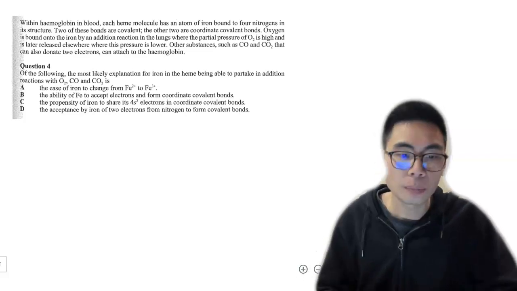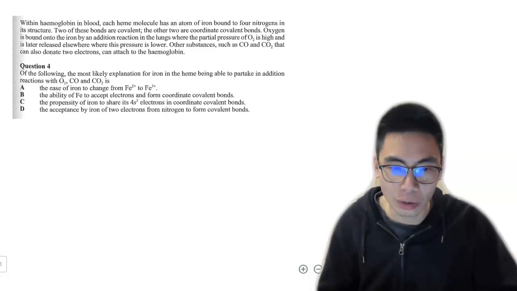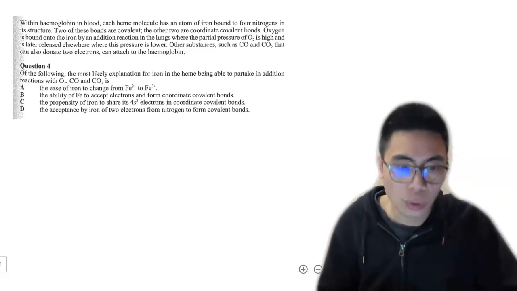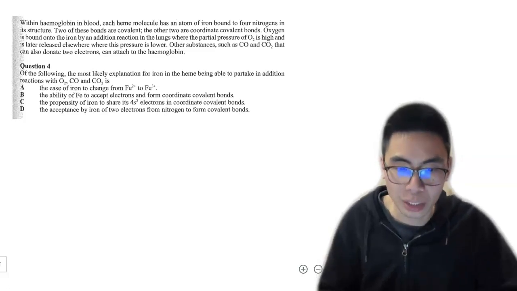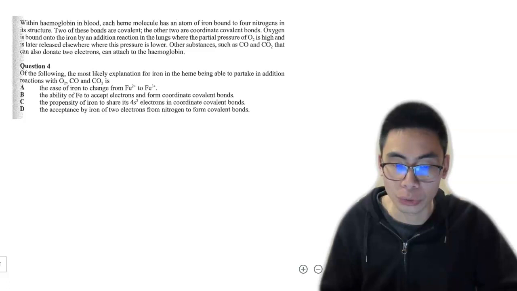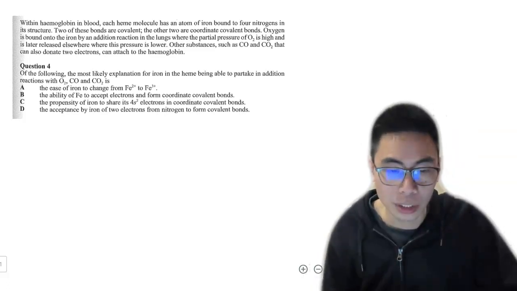If you've watched my videos before, you'd know that I like to start off by reading the question. So let's have a look. Question 4. Of the following, the most likely explanation for iron in the heme being able to partake in addition reactions with O2, CO, and CO2 is? I'm going to have a quick look at the answer options as well.